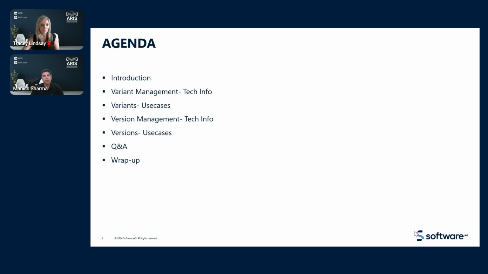Then we'll talk about version management in terms of what's the background to versions, and then when should they be used. There are differences between variant and version management use cases. The way they are used is very different, but there is some ambiguity or some confusion within the community about when variants should be used versus when versions should be used. So I'll be talking about that.